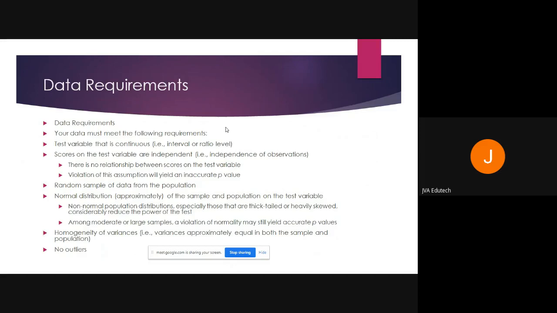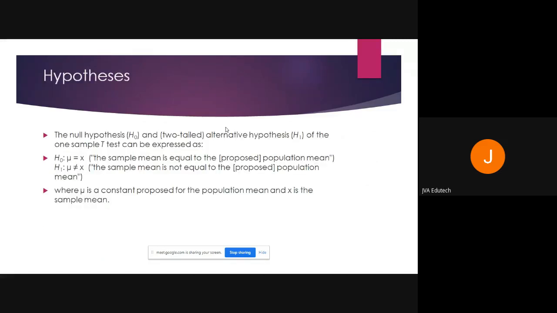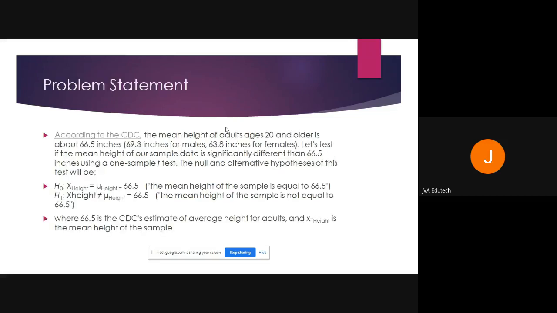Then data should be drawn randomly from the population. Data should be normally distributed. There should be homogeneity of variances, and there should be no outliers. And normally we write the hypothesis like this, that the sample mean is equal to the proposed population mean, or sample mean is not equal to population mean. So the first one is the null hypothesis, and the second one is the alternate hypothesis, mu is equal to x and mu is not equal to x, where mu is the constant proposed for the population mean, your hypothesized mean, and x is the mean that you will calculate on your sample.